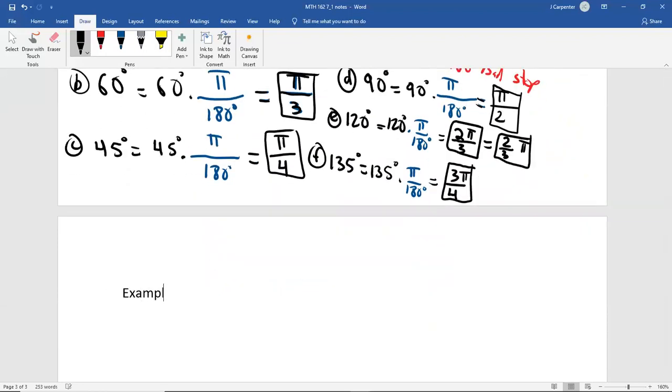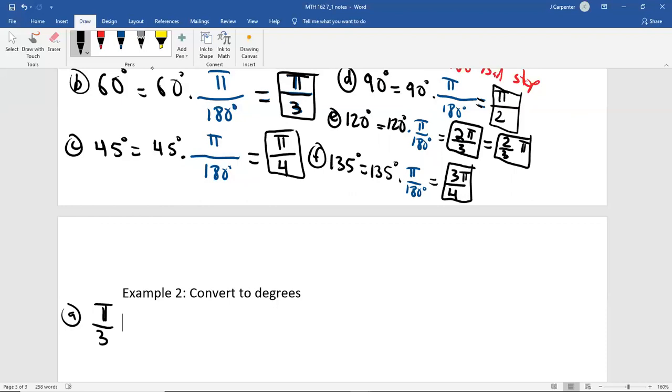Let's go the other way. Let's convert to degrees now. I'll give you a second to finish writing. And we're going to start with pi over 3. And some of you may be clever and say the answer is 60 degrees. Look at B. The answer is pi over 3, so we know it's 60 degrees.